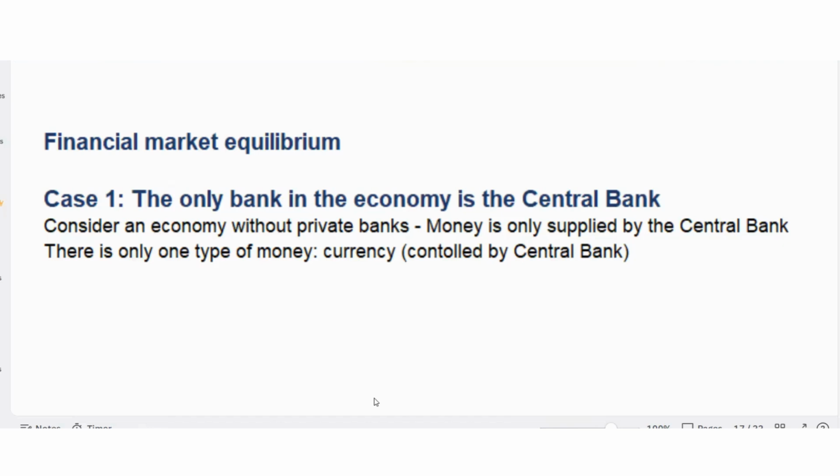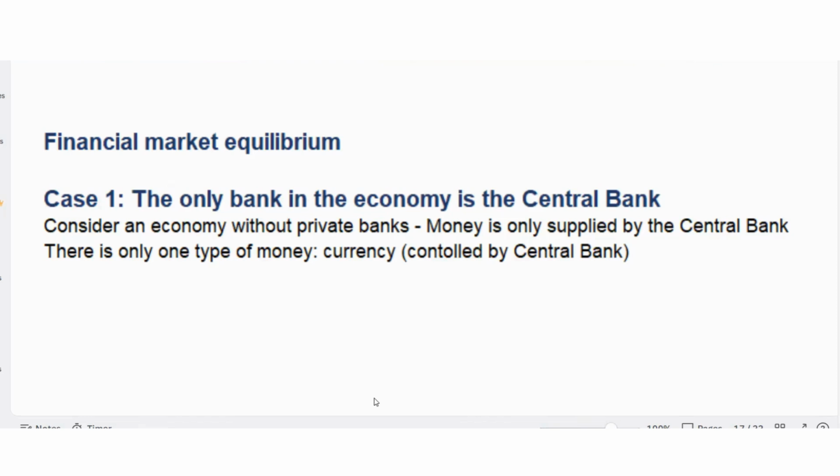We were looking at chapter 4 from the text. We were talking about financial markets. There we started talking about the setup, and then we discussed how we write the money demand function and how we plot it in a graph with interest rate on the vertical axis and money on the horizontal axis. We now want to discuss financial market equilibrium under two cases.